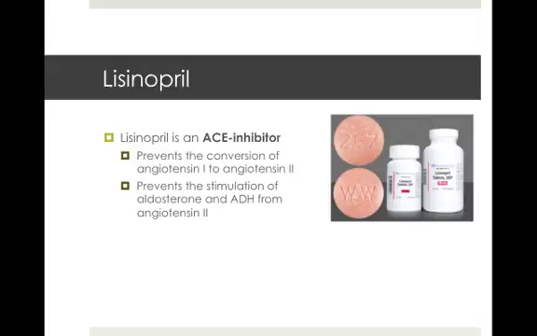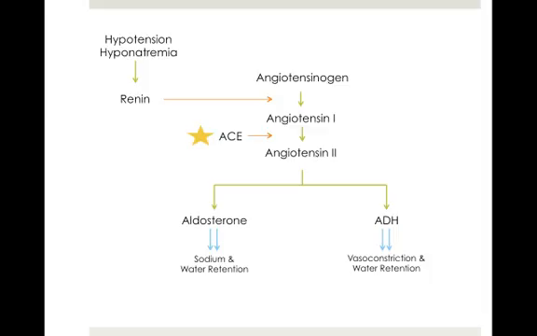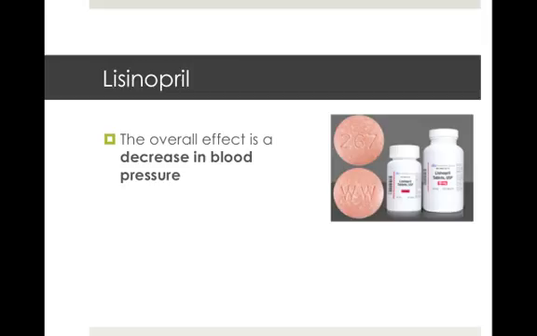Lisinopril is an ACE inhibitor. ACE, as you remember, is angiotensin converting enzyme, and it converts angiotensin 1 to angiotensin 2. Therefore, an ACE inhibitor will prevent that conversion, which will in turn prevent the activation of aldosterone and antidiuretic hormone by angiotensin 2. Here's a picture of where it works in the system. By inhibiting ACE, lisinopril causes a decrease in blood pressure.